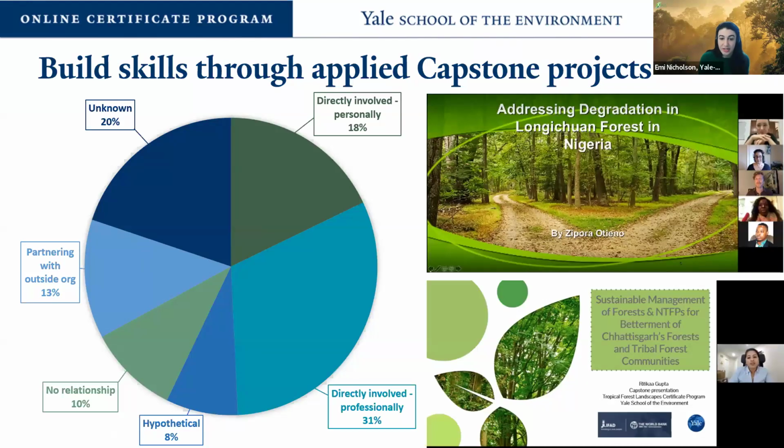With the capstone project, you can see that there's been a variety of involvement, whether you're personally involved in it on a professional level or more directly, whether it is something hypothetical, you have no relationship, or you're partnering with an outside organization. We've seen a lot of different things across the board. And here are just two examples where Zipporah addressed degradation in Longshuan Forest in Nigeria, and Ritika focused on sustainable management of forests and non-timber forest products for the betterment of Chhattisgarh's forest and tribal forest communities.